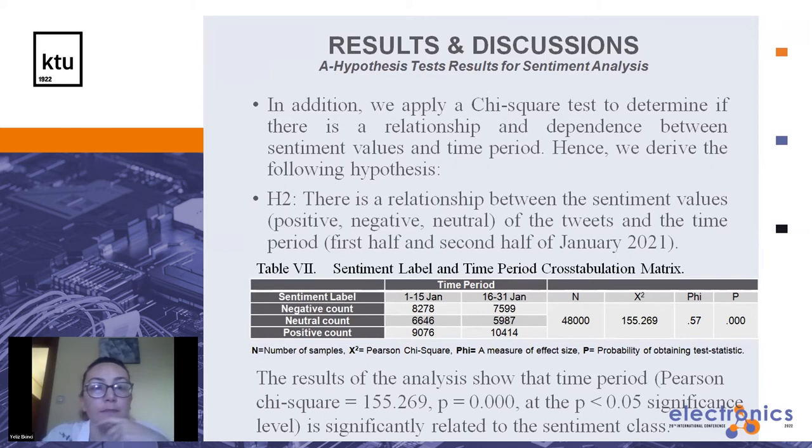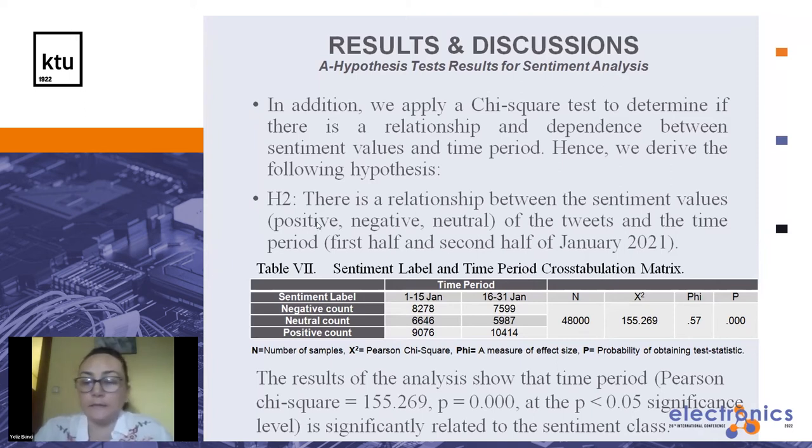Which hypothesis? There is a relationship between the sentiment values of the tweets and the time period, first half and second half. So here we tested if there is a difference between the first half of January and the second half of January. So this is independent from the Turkish and English languages. Here, just the time period and the sentiment values are tested. And here we can see that the time period is also significantly related to the sentiment class.